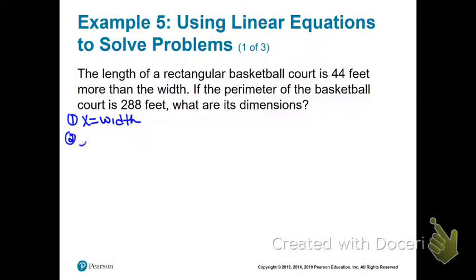And so in that case, our length, sorry, my E and my N ran together there. There we go. It says the length is 44 feet more than. More means we're adding, but remember than means put it at the end. The width, and we said the width was going to be x.